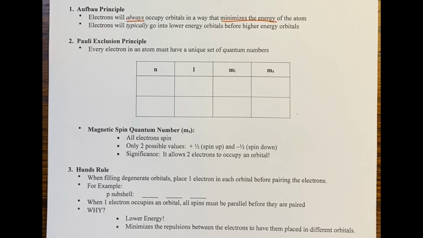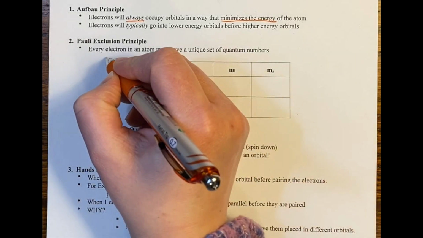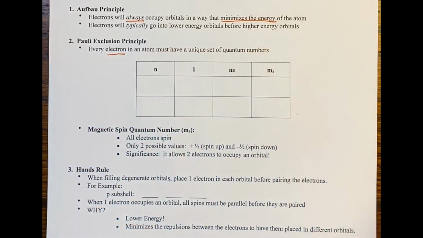My second rule for electron configurations is the Pauli exclusion principle. And this tells me that every electron in my atom must have a unique set of quantum numbers. So right now, I know that each orbital in my atom has a unique set of quantum numbers. I know that each orbital can hold 2 electrons. But in order to allow 2 electrons to sit in an orbital, each of those electrons must be assigned a unique set of quantum numbers.